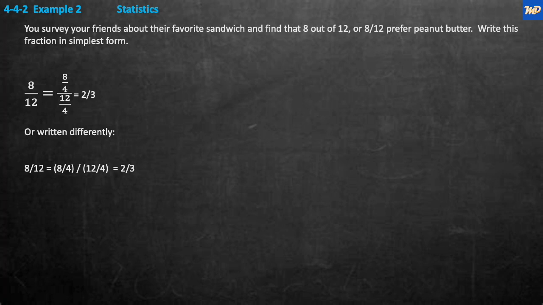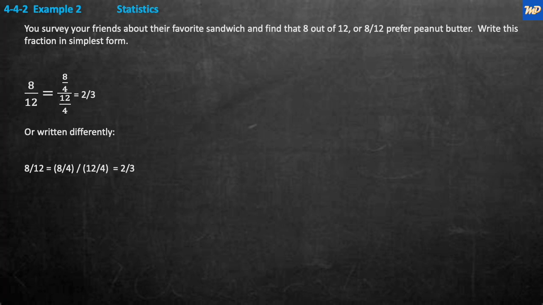Okay, let's do example 2, statistics. You survey your friends about their favorite sandwich and find out that 8 out of 12, or 8/12ths of the group, prefer peanut butter. Write this fraction in simplest form. So as you can see from the mathematics here, we've written 8/12ths. And the 8/12ths, how do we do that? We're dividing by this common number. We just learned that we could do that in the previous slide.